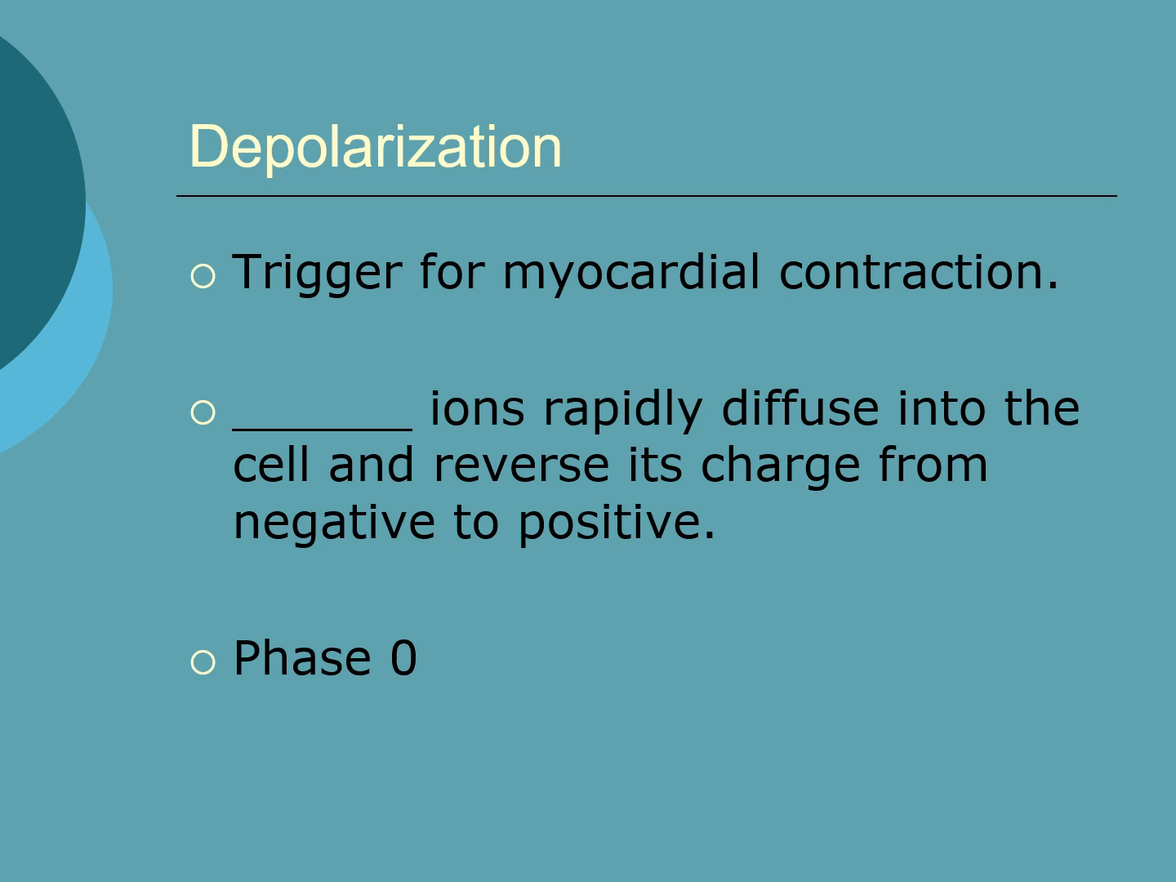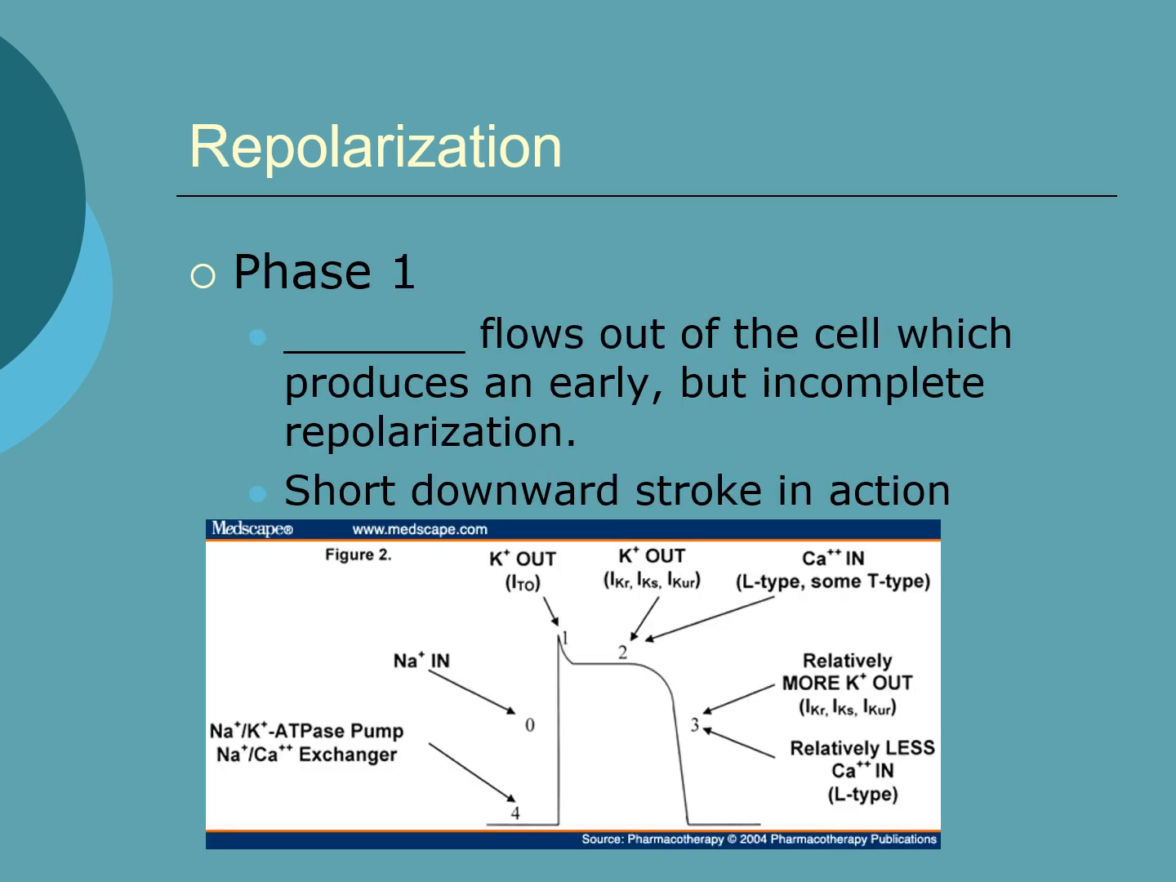So sodium ions will diffuse into the cell and reverse its charge from the inside from negative to positive. This is just changing the polarity inside, and this is phase 0. The change of polarity is referred to as an action potential, and you'll see this in your reading material. This is the change from positive to negative, negative to positive. This is the change of polarity, aka action potential. So we're looking at phase 0 here.